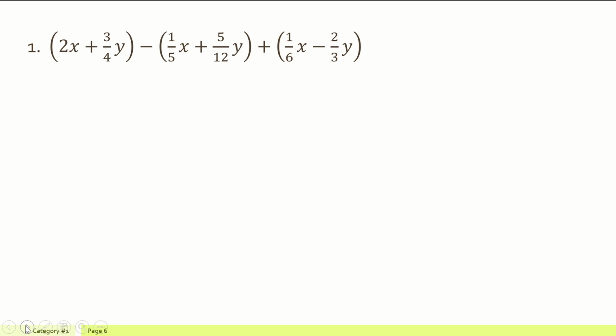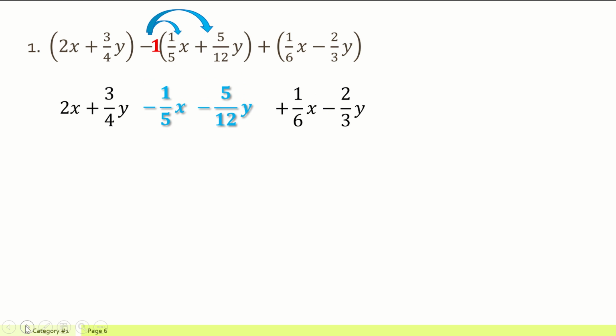So in this example, it looks like we have three binomials being subtracted and added. When we subtract, remember we're going to put an understood 1 and distribute it, or multiply it, through that polynomial. So we would get -1 times 1/5 x, which is -1/5 x, and -1 times positive 5/12 y is -5/12 y. The other two binomials we'll just bring straight down. And now we'll look to combine like terms. So I have three x terms.